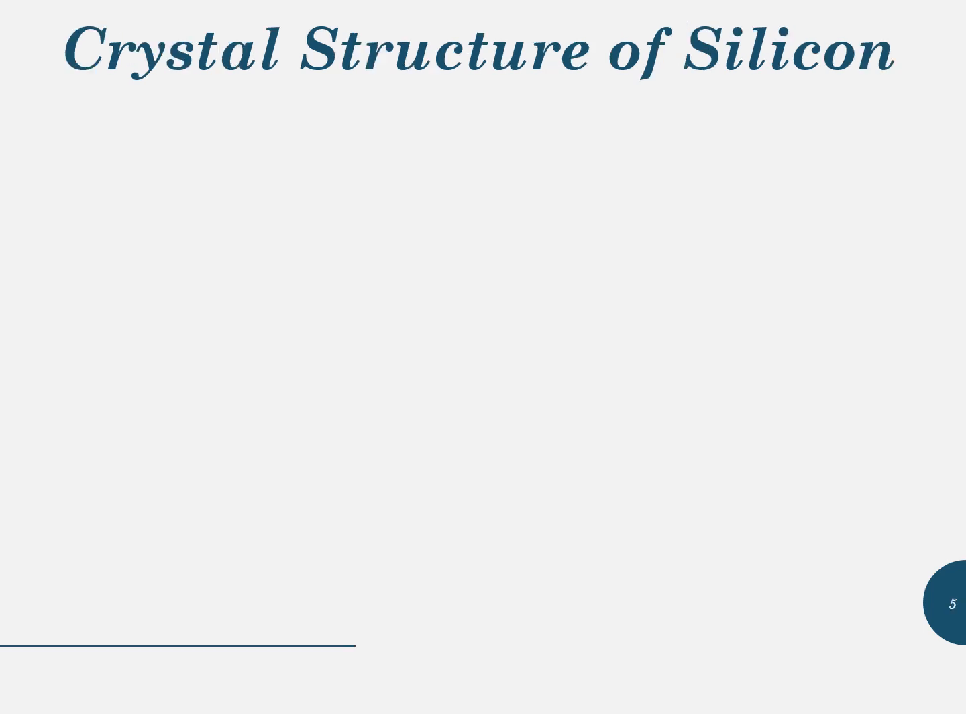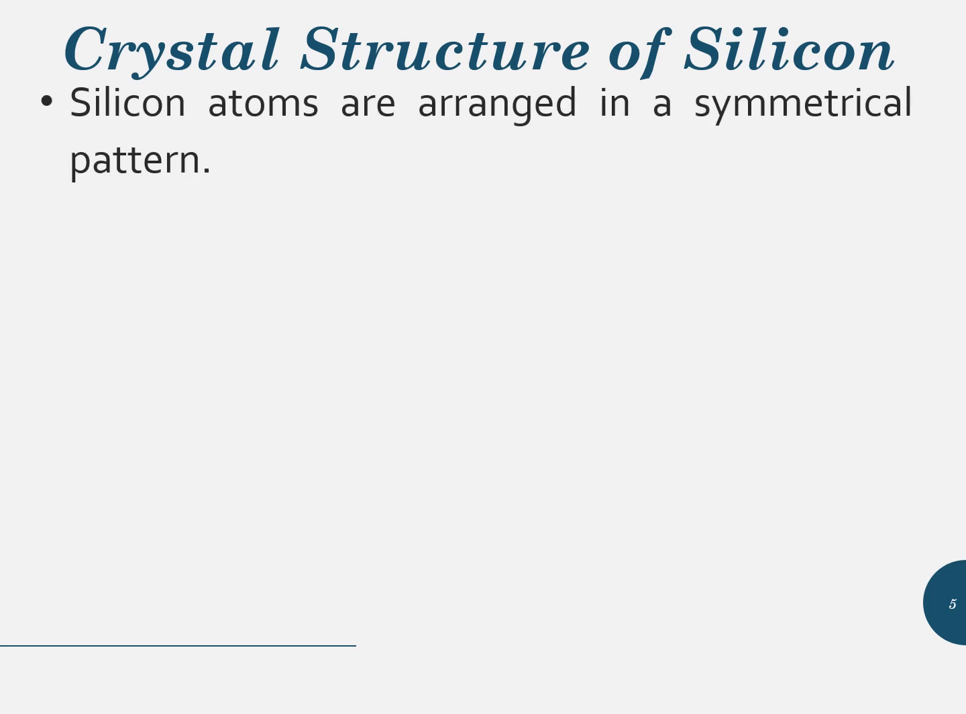Now we will understand the crystal structure of silicon. Silicon atoms are arranged in a definite symmetrical pattern, making them a crystalline solid structure. A crystal of pure silicon, that is, silicon dioxide or glass, is generally said to be an intrinsic crystal. It means it has no impurities and therefore it has no free electrons.